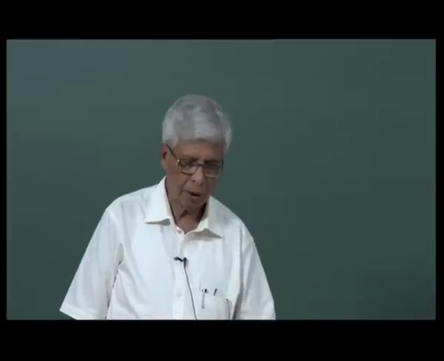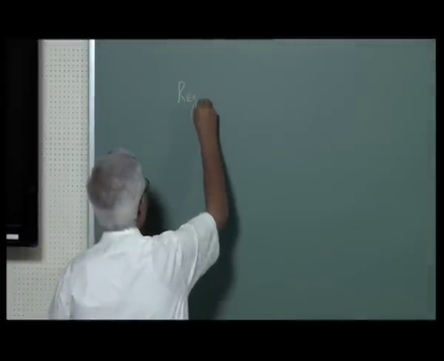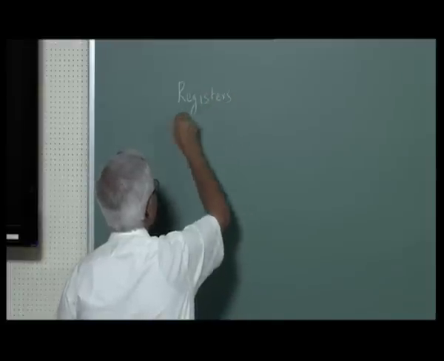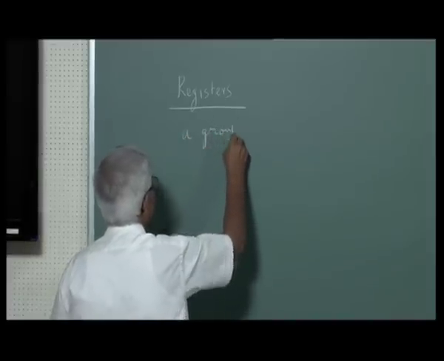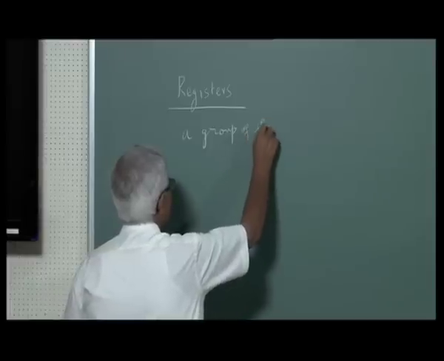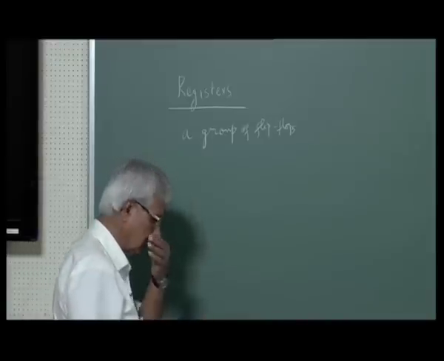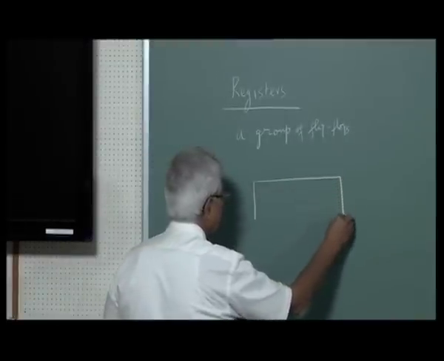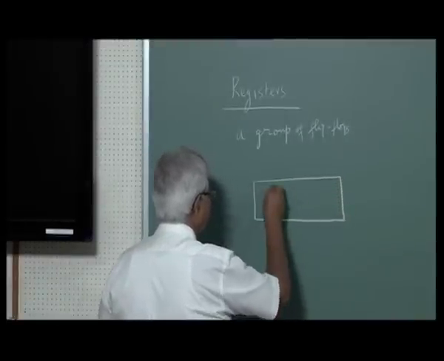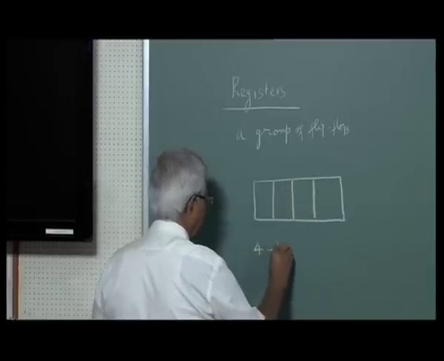And the next step from counters is registers. The other day I introduced it briefly. A register is a set of flip-flops, a group or bunch of flip-flops. They usually have a common clock. So typically it looks like this. Let us say it's a D flip-flop. This is a 4-bit register because there are 4 flip-flops.